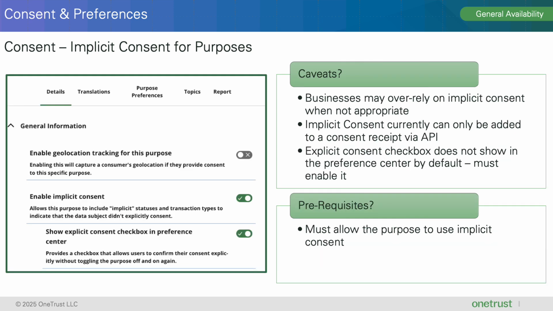But before we walk through the product, there are a few caveats and prerequisites. First, we caution you not to over-rely on implicit consent when it may be inappropriate to do so. Also, there is currently no UI in the web forms to capture implicit consent, so the implicit consent can only be captured via consent receipts submitted via the API. Also, a reminder that the explicit checkbox does not show by default in the Preference Center. You must enable it. Finally, a reminder that before you can capture implicit consent with this new feature, you must first enable it for each specific purpose where you wish to allow it.